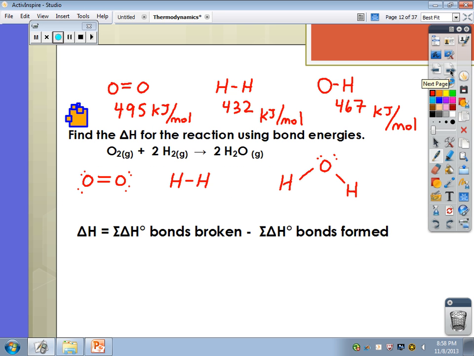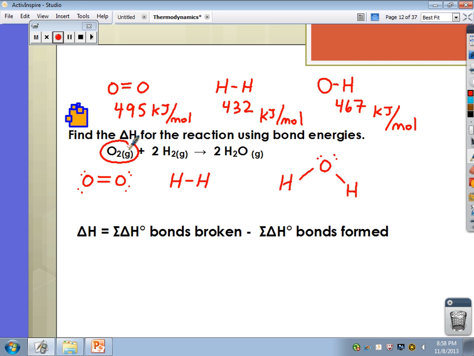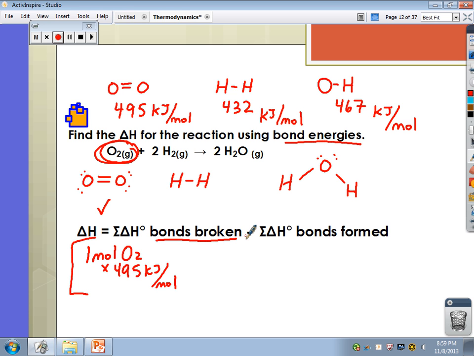So, what are my bonds I'm breaking? I have one oxygen right here. And the value for a double bond oxygen, which is what this is drawn like, is 495 kilojoules per mole. So, how many moles do I have? I have 1 mole of O2 times 495 kilojoules per mole. I'm starting with this. It's different from what we've done before, isn't it? That's because you're using bond energies. And the bad song that they sing is, you got to break bonds to make bonds.